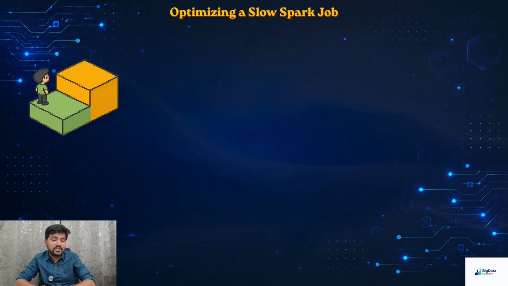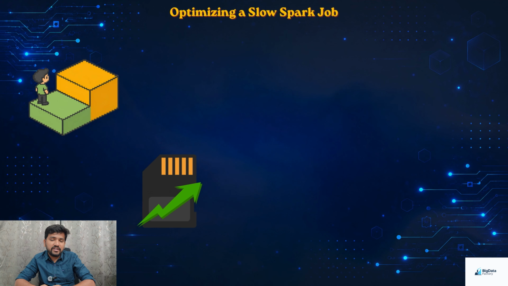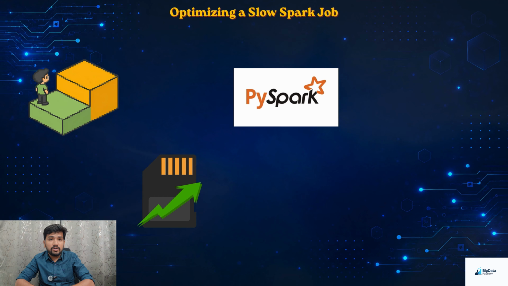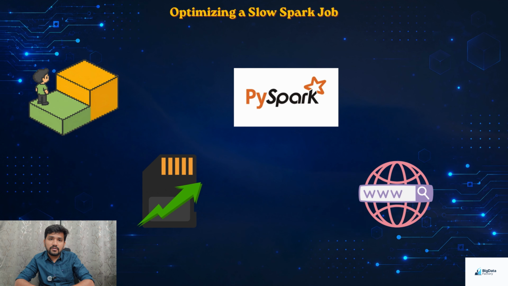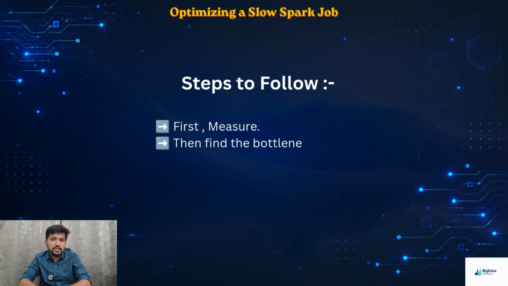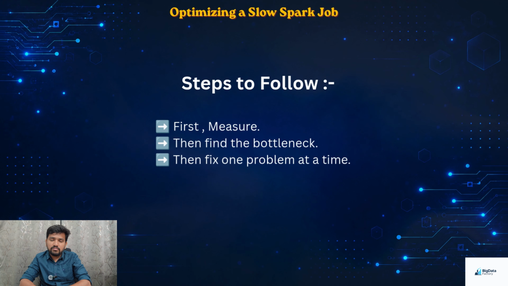But I'm not going to optimize it like a beginner. I'm not going to randomly increase the memory. And I'm not going to blindly change Spark configs. And I'm not going to copy tuning tips from the internet and hope something works. I'm going to debug it like a senior data engineer. First measure, then find the bottleneck, then fix one problem at a time.